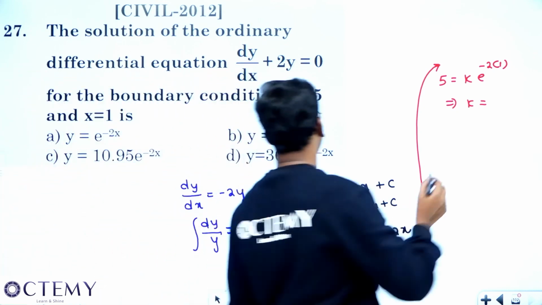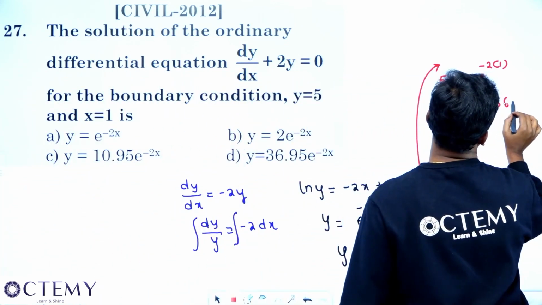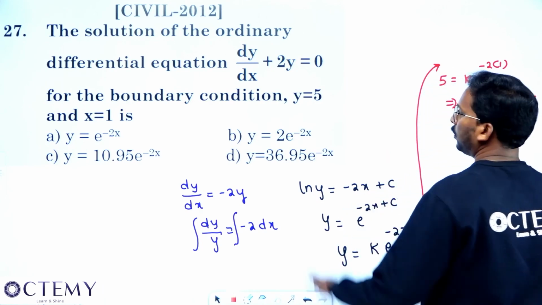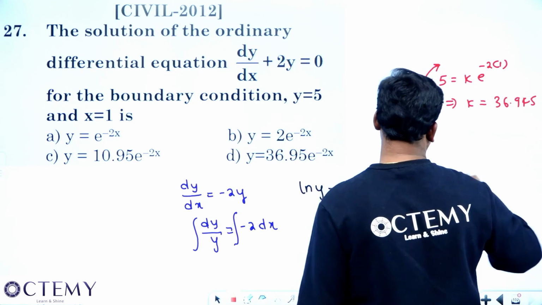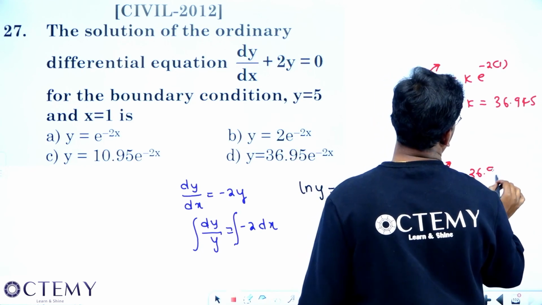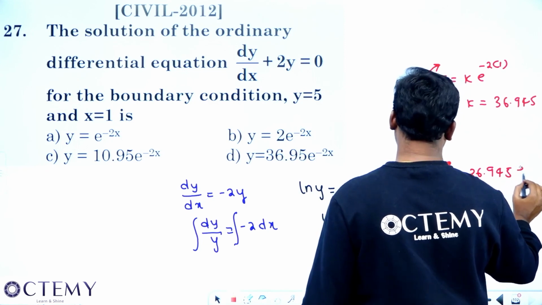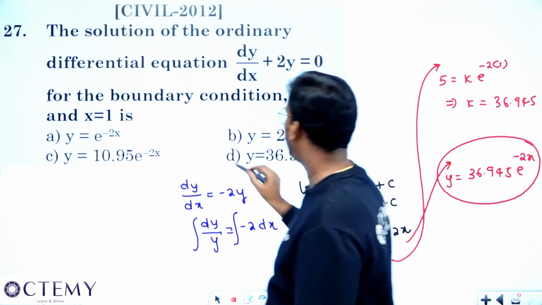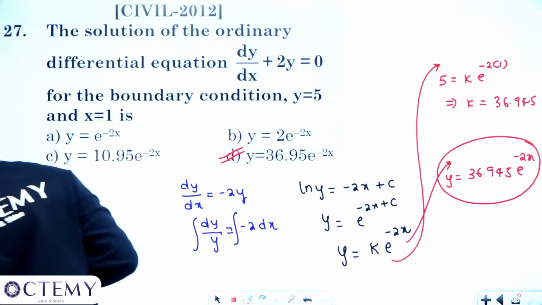36.945, approximately. So what will be the final answer? The final answer will be y is equal to 36.945 into e power minus 2x. This should be the right answer. So option D is perfectly matching, right?